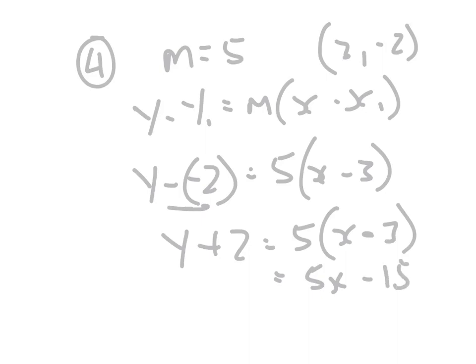And then solving for y, you can subtract 2 from each side, so you would have y equals 5x minus 17. Okay, so carrying on: y equals 5x minus 17.